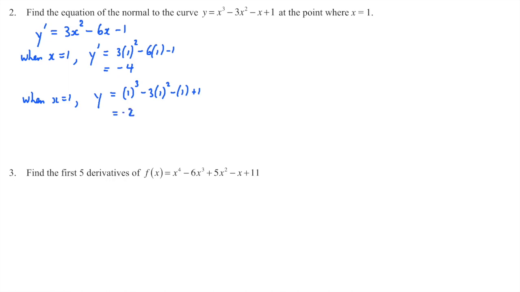So to find the equation of the normal, we're going through the point 1, minus 2. The gradient of the tangent is minus 4 because that's from the derivative. So the gradient of the normal would equal minus 4 over 1. Turn that upside down, it becomes plus 1 over 4, the gradient of the normal. So let's find the equation of the normal now using our formula.